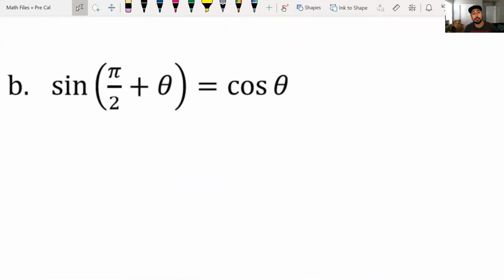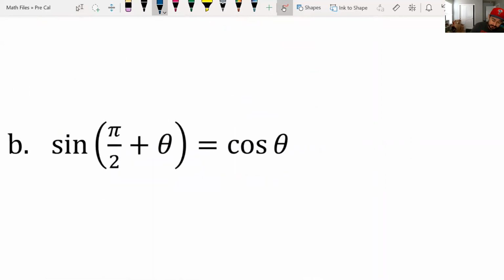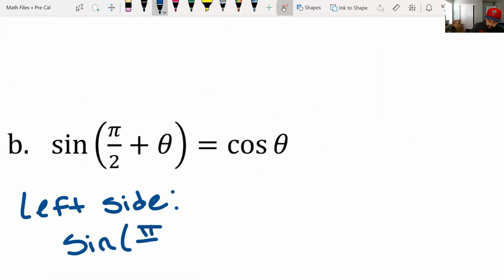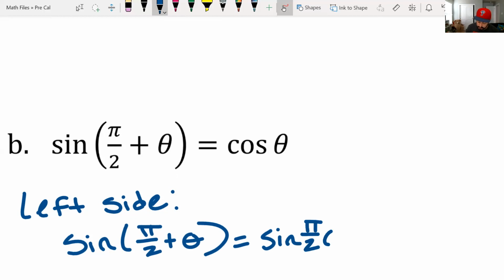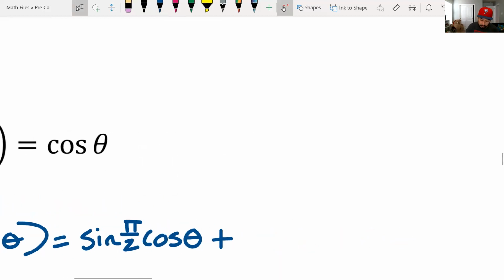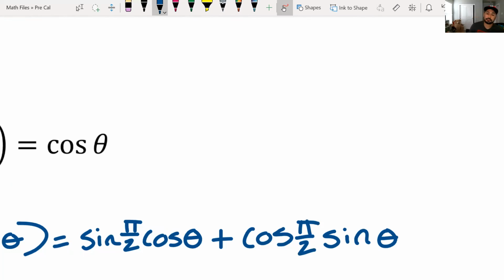Sine theta, sine of pi over 2 plus theta equals cosine. Again, prove this identity, choose a more complicated side, and that side seems like the left side. So we start with sine of pi over 2 plus theta, which means that we can expand this by our new sum formula for sine, which is sine of pi over 2 times the cosine of theta plus cosine of pi over 2 times the sine of theta. Okay.